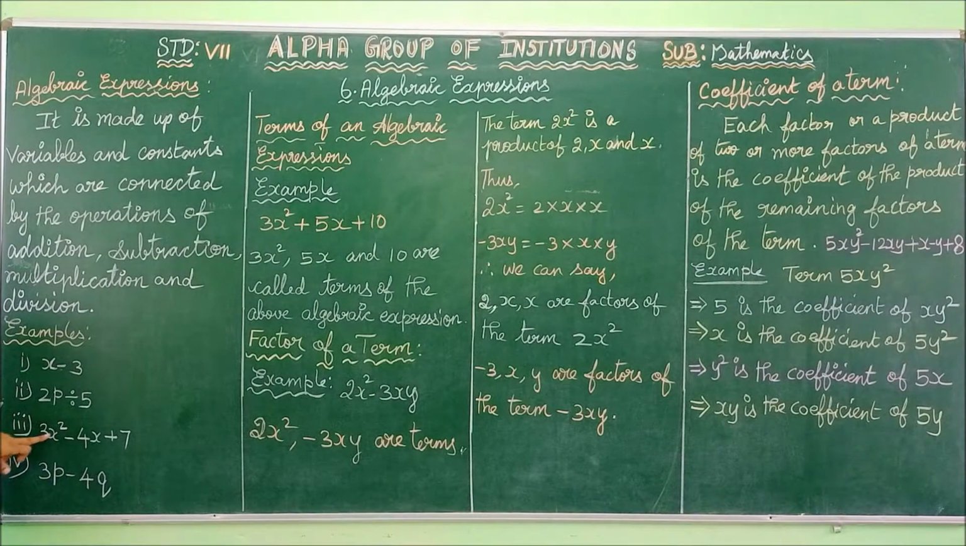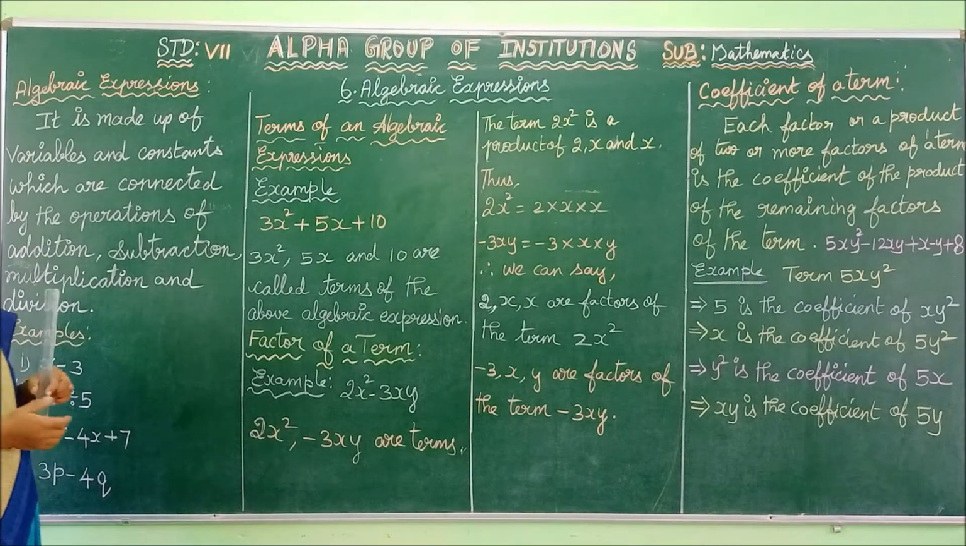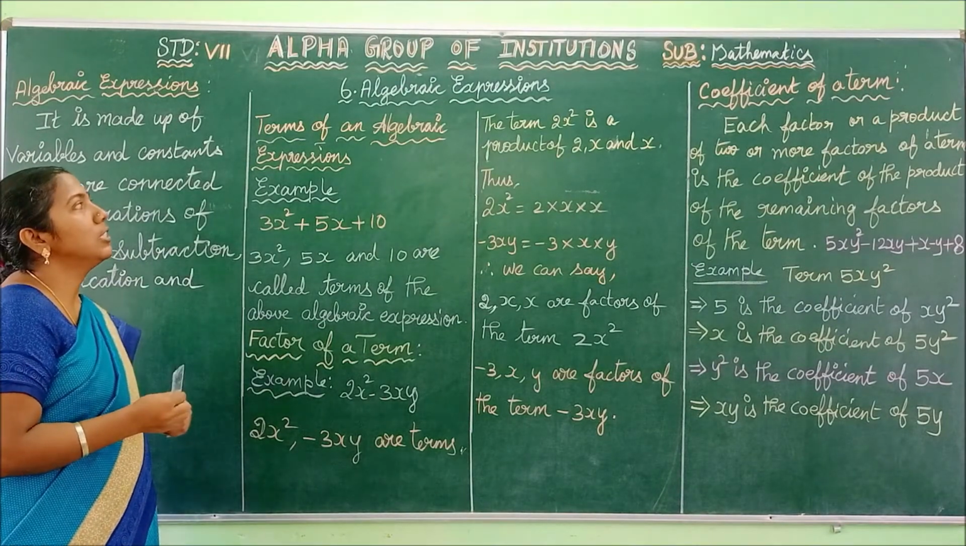See here, 3x square minus 4x plus 7. How can you read this? See the last one, 3p minus 4q. These are all examples for algebraic expressions. Next we are going to see terms of an algebraic expression.